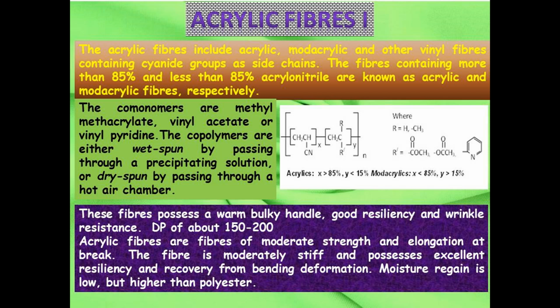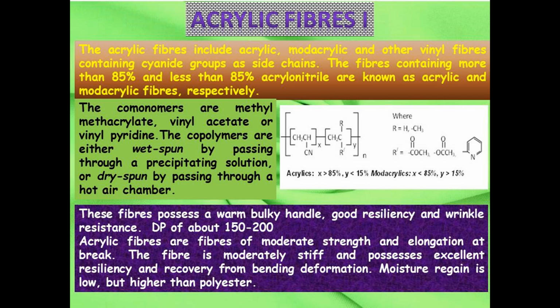The copolymers are either wet spun by passing through a precipitating solution or dry spun by passing through a hot air chamber. The figure shows acrylic fibers have two components. One is acrylonitrile and the rest is vinyl based. Now if the first one is the X part and the second one is the Y part, if X, that is acrylonitrile, is greater than 85% and Y less than 15%, then it is acrylic. But in case of modacrylic, the first part, that is the acrylonitrile portion, is less than 85% and the vinyl portion greater than 15%.